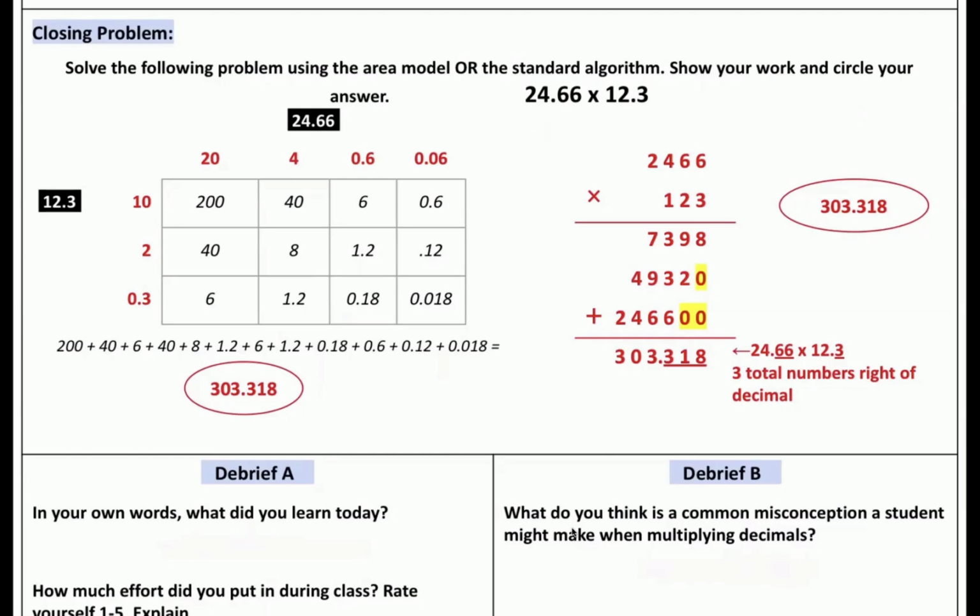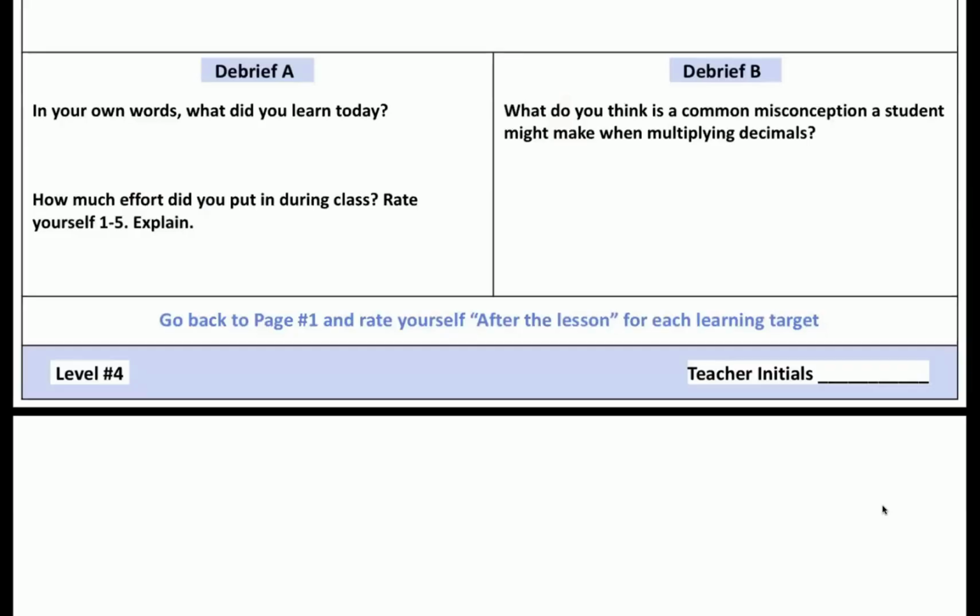Once you're finished the closing problem, make sure to complete debrief A and debrief B. Then go back to page 1, rate yourself after the lesson on each learning target, and don't forget to check in with your teacher to get additional feedback.